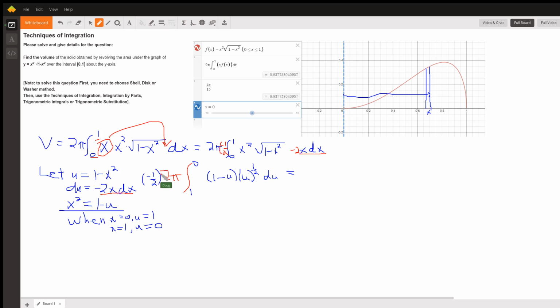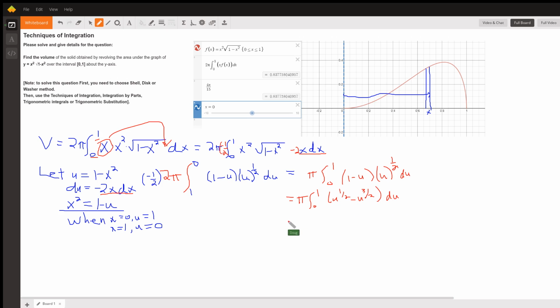I can interchange the limits of integration from 0 to 1 and make this 1/2 positive, but 1/2 of 2 pi is pi. And so I've got 1 minus u times u to the 1/2 du. I can rewrite this as u to the 1/2 minus u to the 3/2 du.